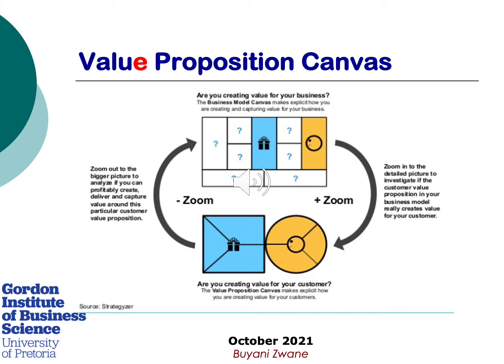So from the business model canvas, we zoom in to the detailed picture to investigate if our customer value proposition in the business model really creates value for our customer. We then also get to be able to zoom out to the big picture to analyze if we are profitably, as a business, creating, delivering, and capturing value around this particular customer's value proposition, which we presented, and the customer said, we want to do business with you.